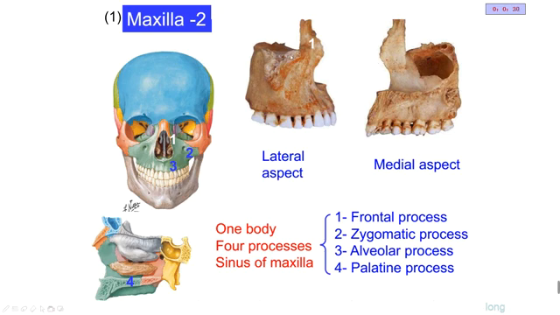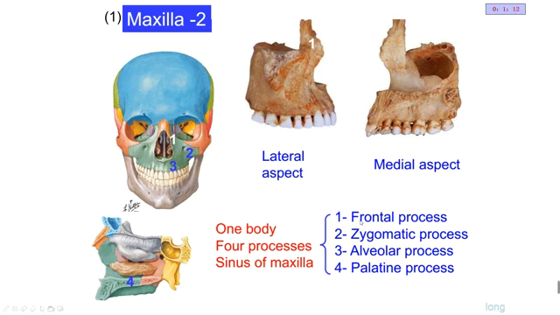Now you see in this picture the right maxilla, lateral aspect. And this one is the medial aspect of the right maxilla. Every maxilla has one body, and four processes from the body, and in the maxilla there is a sinus in it. First, let's see the body. Let's say in the center is the body of it. And from the body go outside, there are four processes.